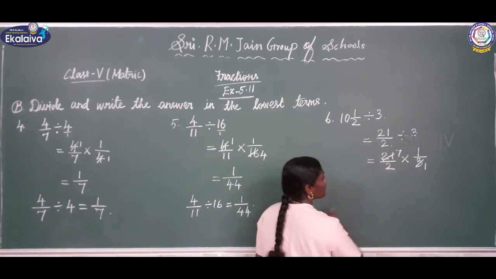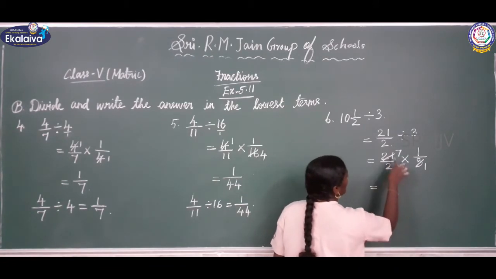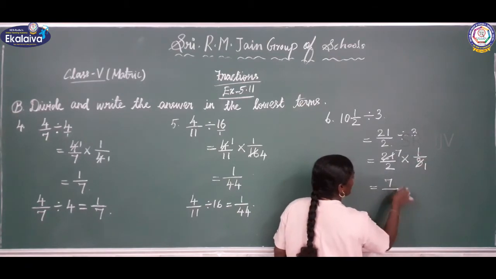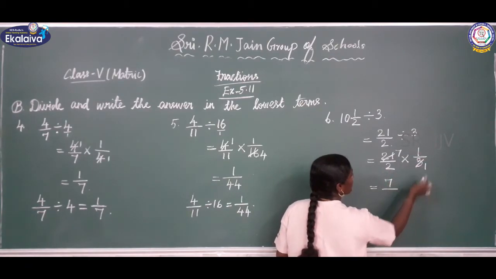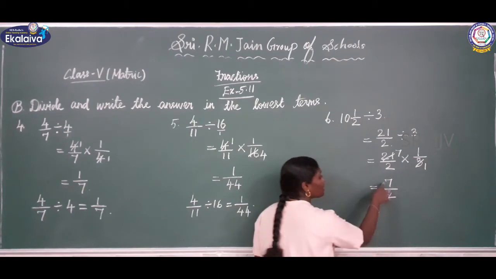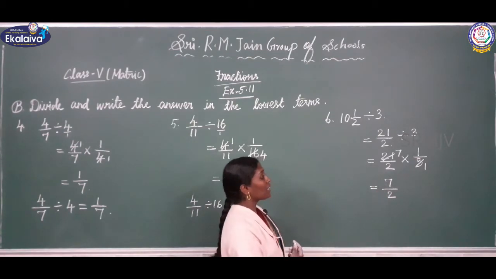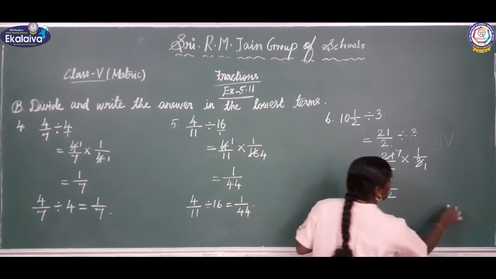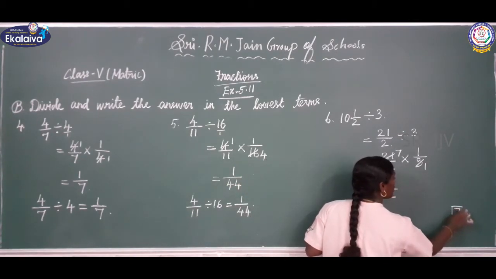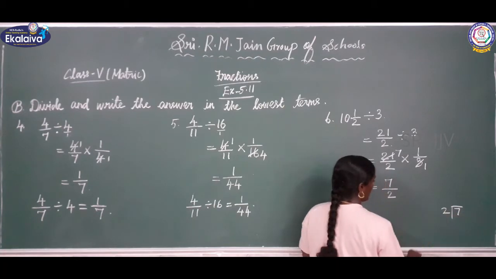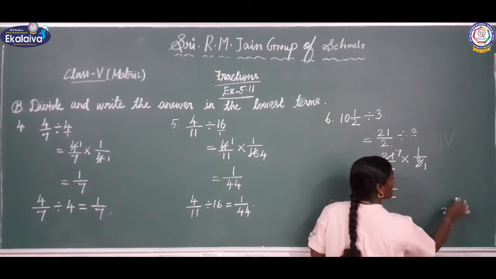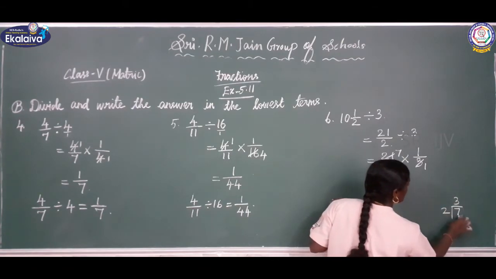7 is not divisible by 2. So we have to multiply the numerator numbers. 7 into 1, 7 by denominator 2 into 1, 2. Here 7 by 2 is an improper fraction. So we have to convert it into a mixed number. For that we have to divide the numerator by the denominator. In 7 how many 2's are there? 2 3's are 6. 3 2's are there, isn't it?